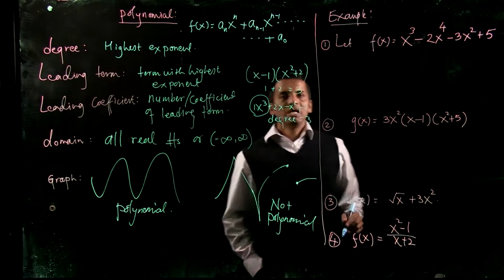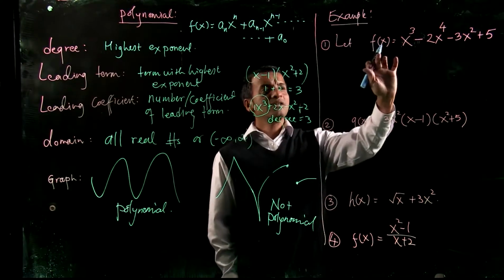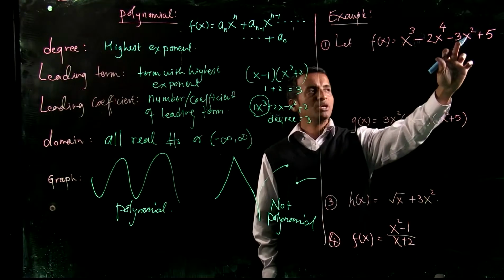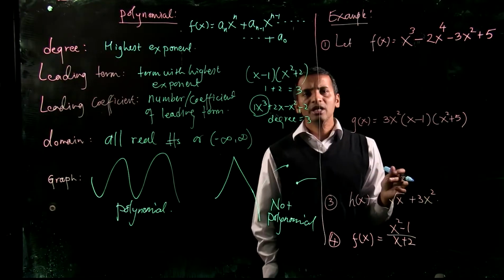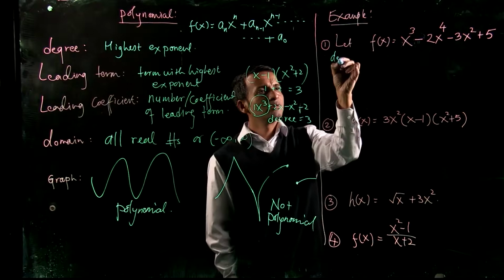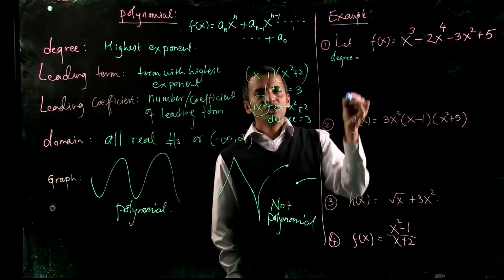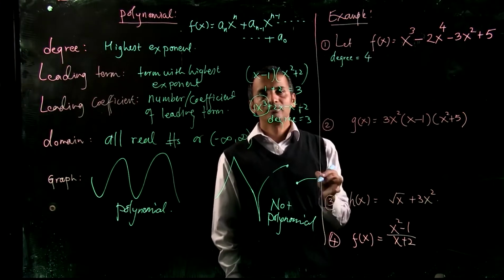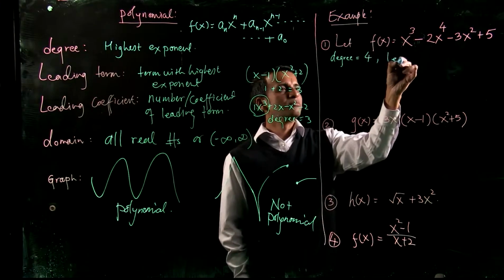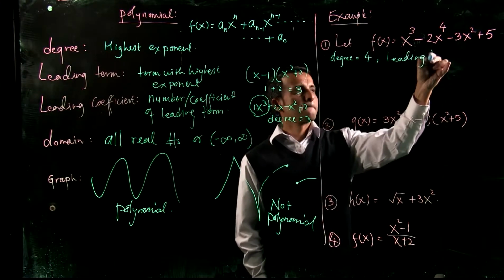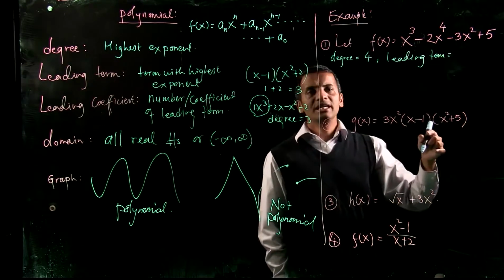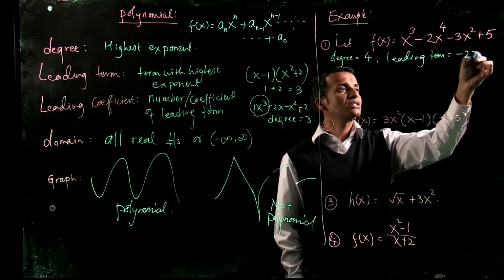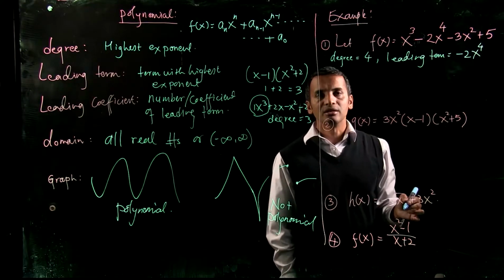Okay. All right, let me take this example. So here f of x is x cubed minus 2x to the fourth minus 3x squared plus 5. So can you tell me what is the degree? So degree is the highest exponent, that is 4. Okay, so what is the leading term? So here the leading term is the term with the highest exponent, that will be negative 2x to the fourth. That is the leading term.